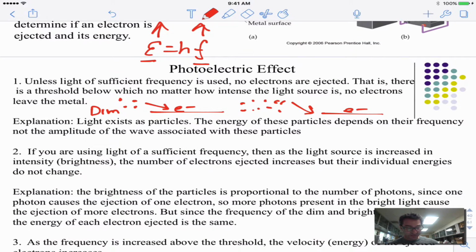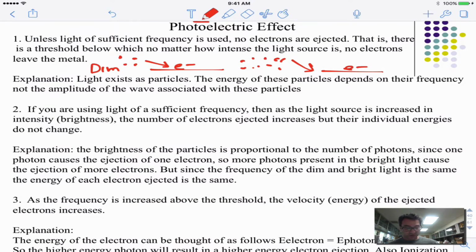The explanation of this is that light exists as particles. The energy of these particles depends on their frequency, not amplitude, that's associated with each of the photons. So if you're using light of a sufficient frequency, then as you increase the intensity, the brightness, the number of electrons ejected increases, but their individual energies do not change. And that shows what's up here again. You have either a few photons or a lot of photons. The brightness of the light is the amplitude of the wave, but it's also the number of photons coming in. So now you have more photons, and either those photons will eject more electrons, or if they don't have sufficient energy, they won't eject any electrons.